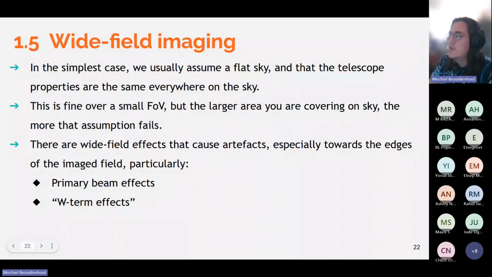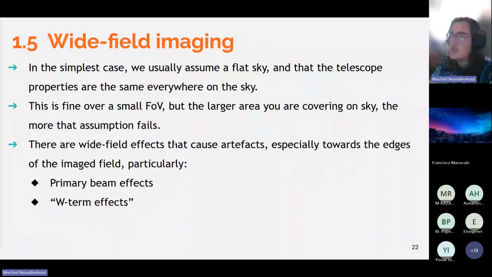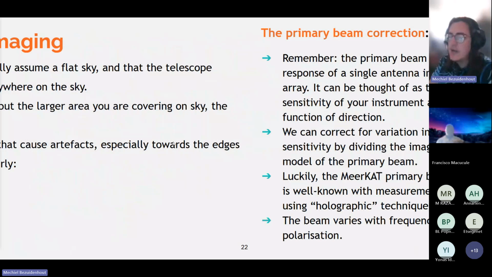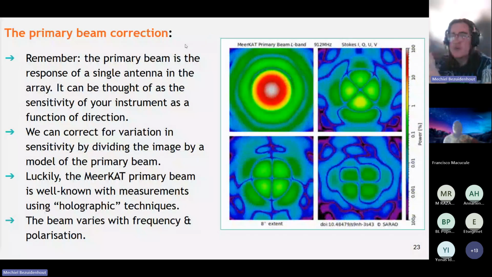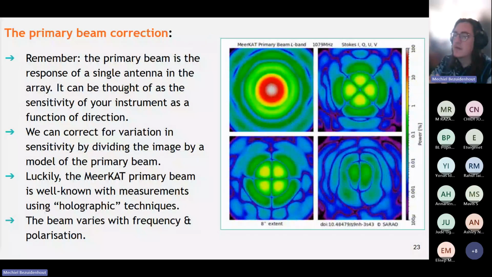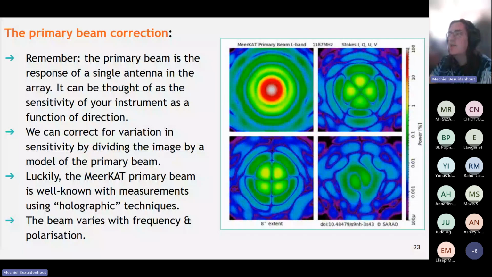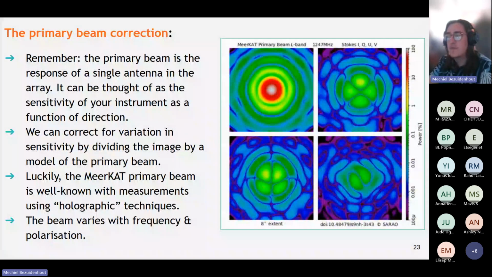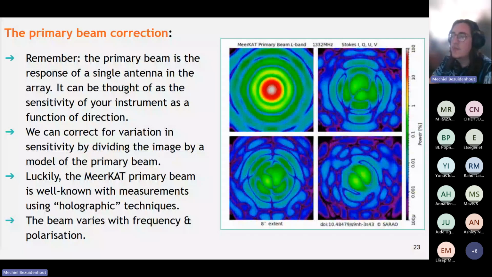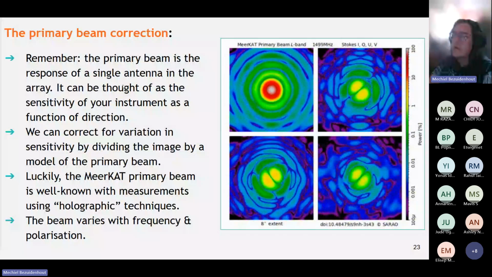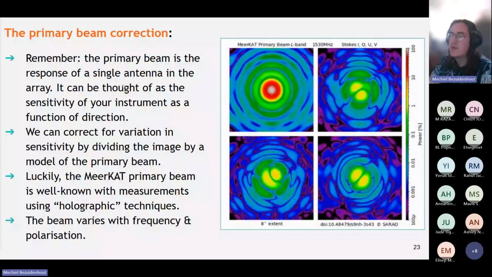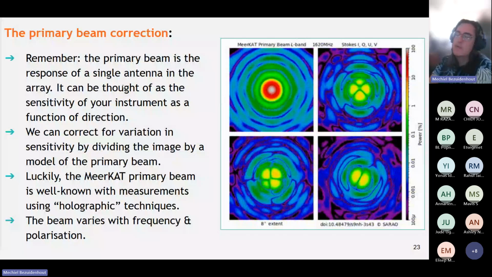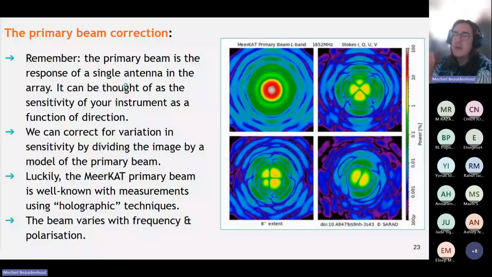So let's talk about the primary beam correction first. If you remember, the primary beam is the response of a single antenna in the array. So you have the beam pattern of the telescope as a whole, which is the dirty beam, and then you have the response of a single antenna in the array. And this primary beam can be thought of as the sensitivity of an instrument as a function of direction. So you can only see stuff with the telescope where the primary beam is strong.